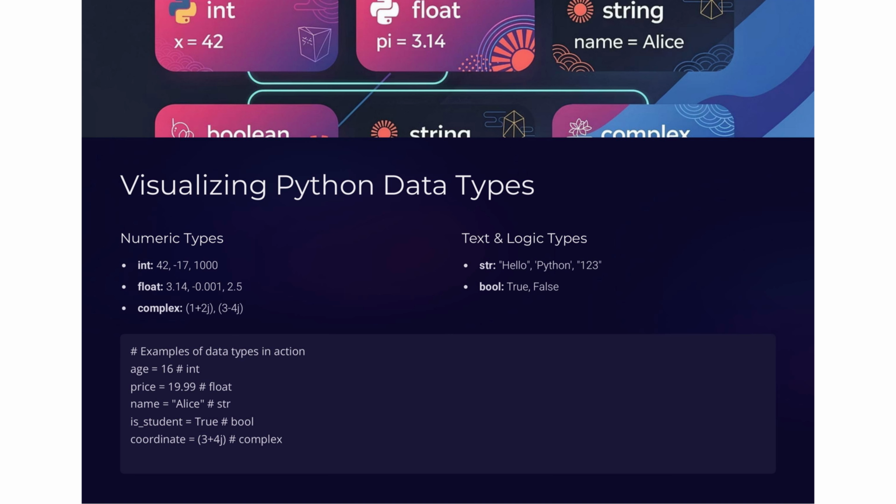Visualizing Python data types helps in understanding their practical applications. Numeric types include integers like 42, floats like 3.14, and complex numbers like 1 + 2j. Text and logic types encompass strings such as "hello" and booleans like True. For instance, age is an integer, price a float, and name a string.